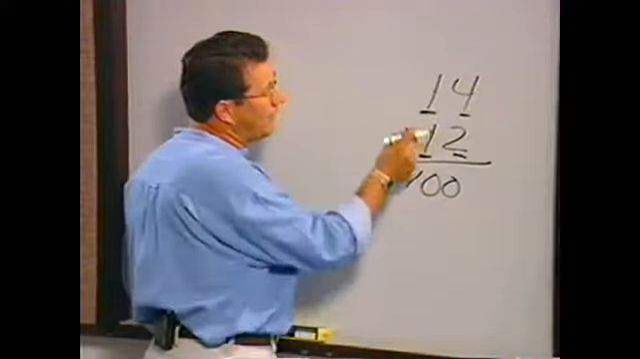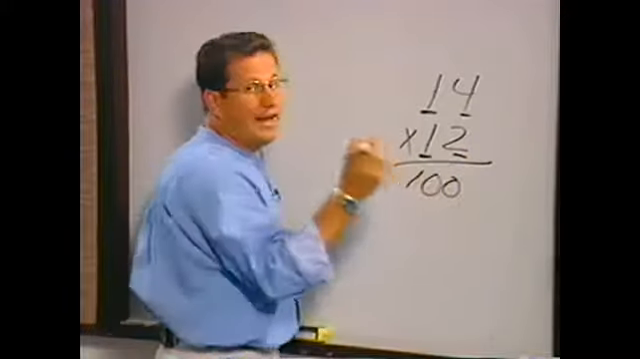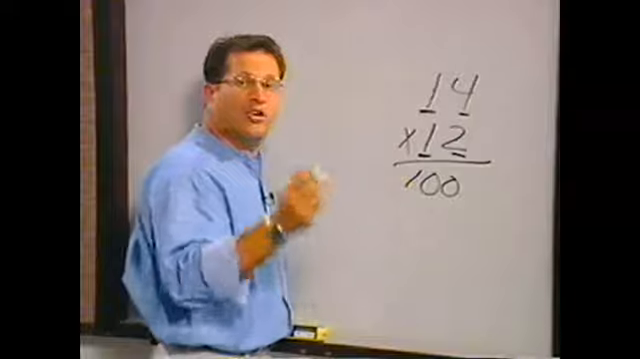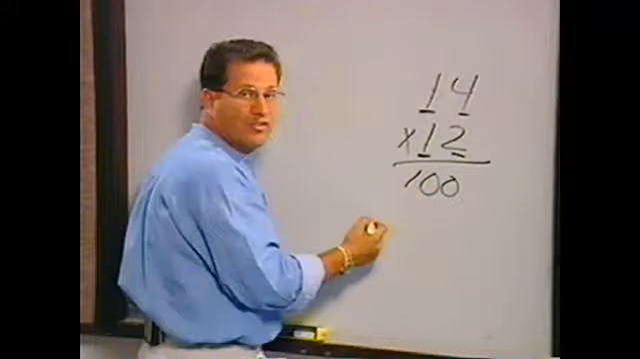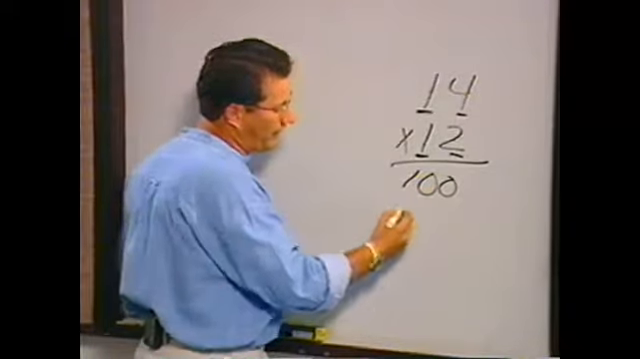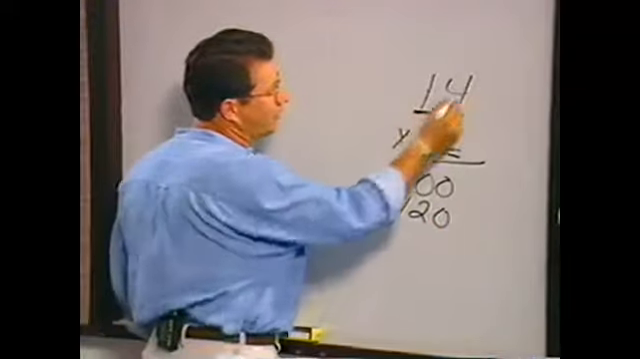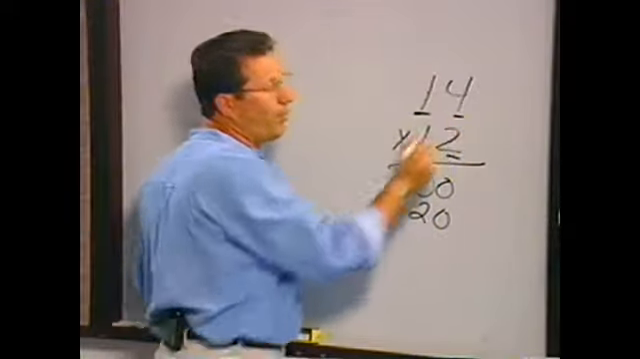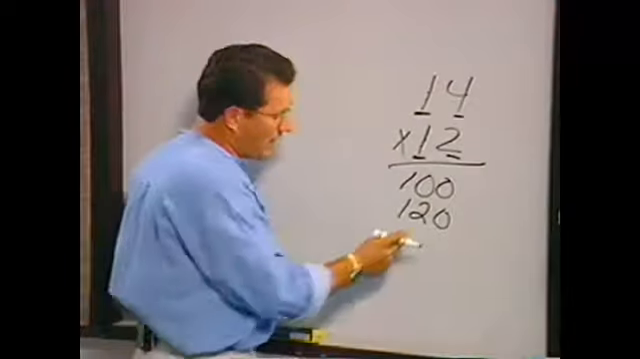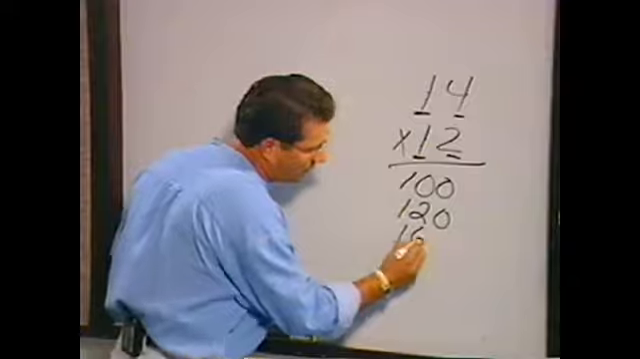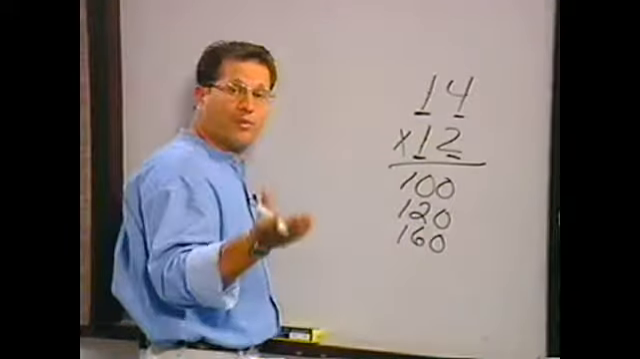Next step is the cross multiply and add. What's 10 times 2? 20, right? Add that to your base number. So what's 100 plus 20? 120. Now the next step is the other cross. What's 10 times 4? 40. Add that to your 120, and what do you get? 160. And now, the right side.